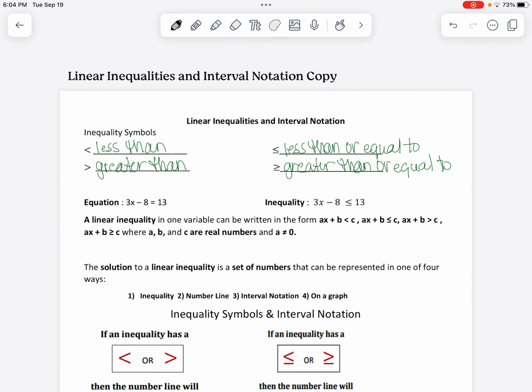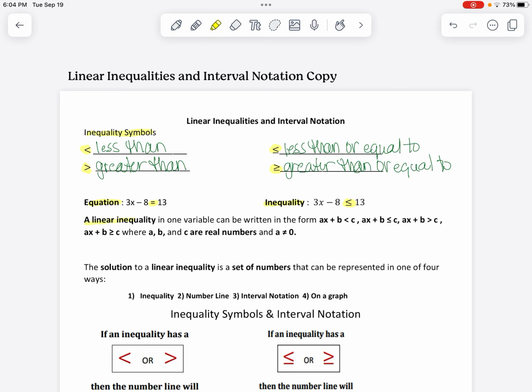All right, so today we're going to work on linear inequalities and interval notation. The first thing that we're going to look at is making sure you guys understand and know those symbols. We have less than, greater than, less than or equal to, or greater than or equal to. We have been working with equations, and what makes an equation is that it has an equal sign. Now we will start working with inequalities, and it will have an inequality symbol instead.